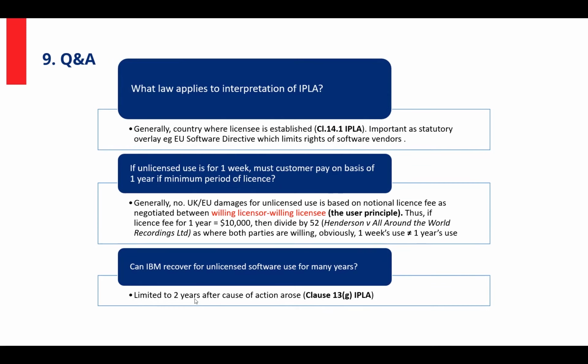Well, generally speaking, damages for unlicensed use is based upon a notional license between willing licensor and willing licensee. It's what's often called the user principle. A willing licensor and a willing licensee doesn't mean effectively an unwilling licensor. So for the licensor to say the minimum that we grant is 1 year doesn't work, because if I came to a licensor and said, I would like to use your software for 1 week, they would say, well, we're very happy to grant you that for a week.